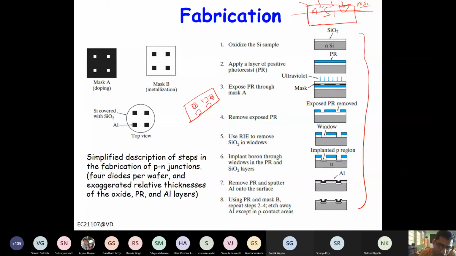where we will make a p-type doping, right? So this substrate is n-type, and we choose 4 pockets where we will dope it p-type, right? So these 4 points will basically be 4 p-n junctions, right? Now, how do we do that?